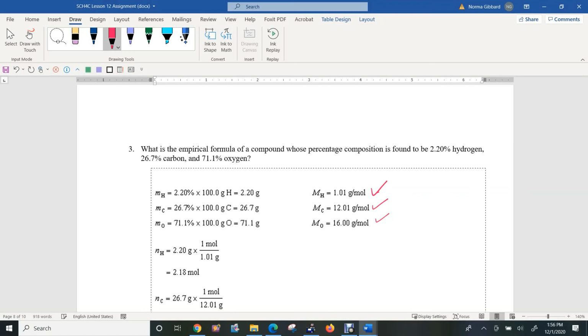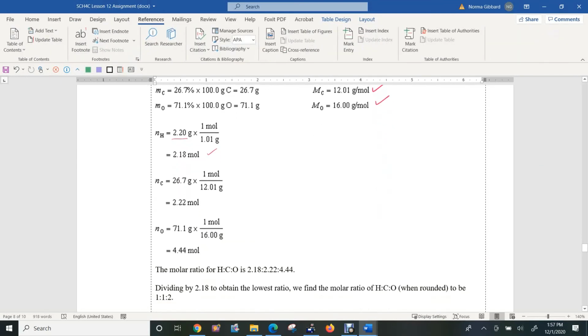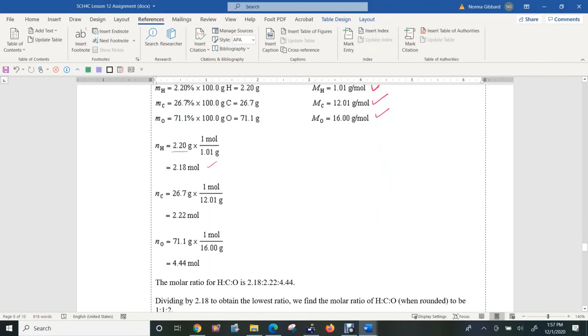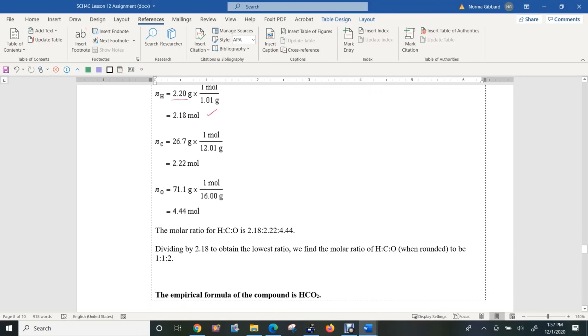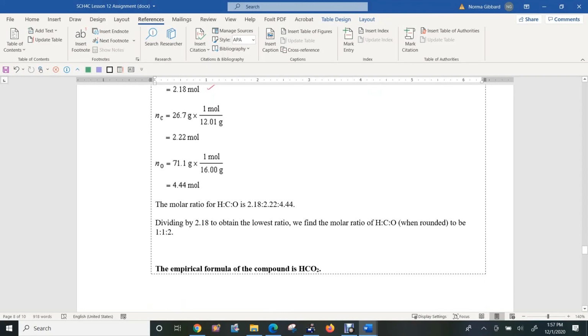So our formula to find the number of moles, take the weight times 1 mole, divide by your molar mass. And that works out to 2.18 for hydrogen. Repeat that step for carbon. So 26.7 times 1 mole divide by 12.01, and you'll get 2.22 mole. Repeat for oxygen, and you will get 4.44 mole.